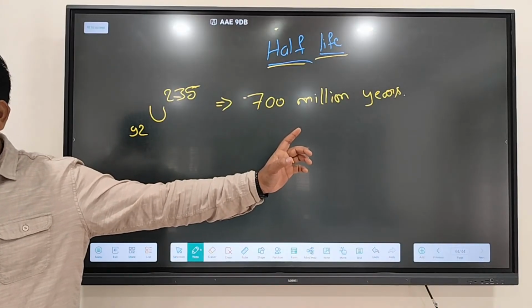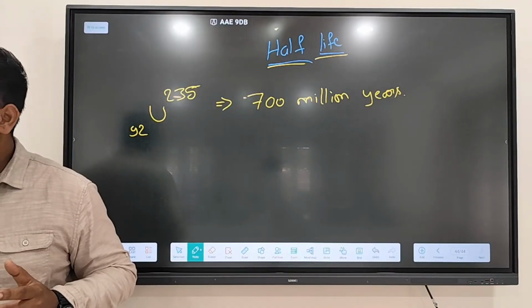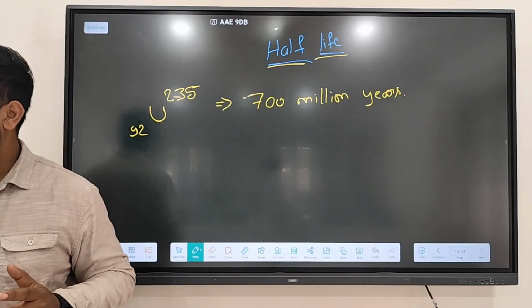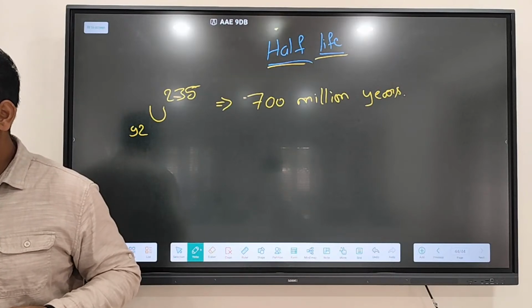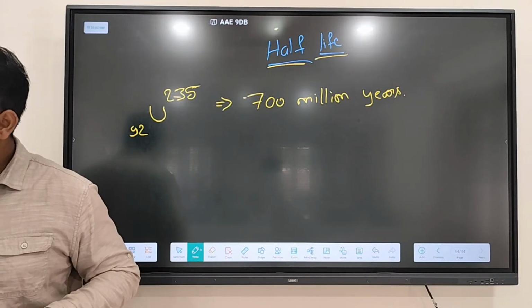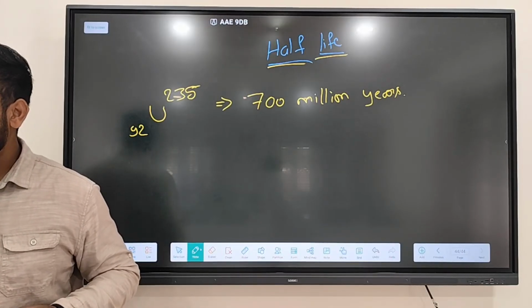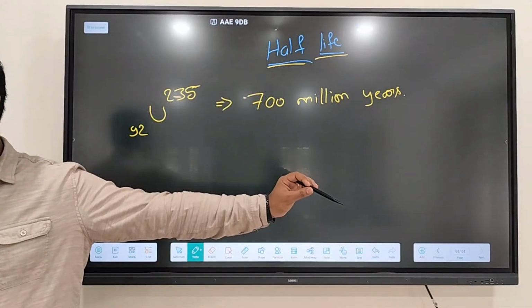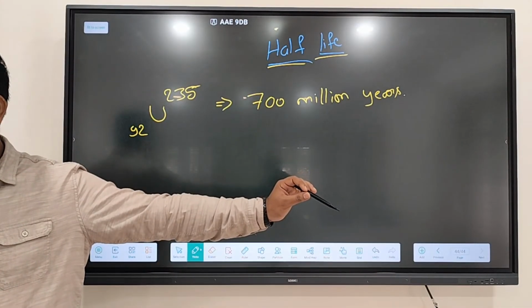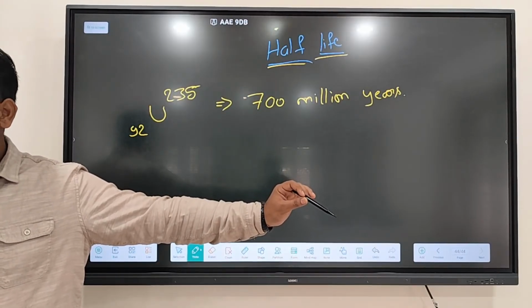The same uranium, for 100 grams to reduce to 50 grams, it will also take the same time, 700 million years. For 1 gram to reduce to 0.5 gram, how much time will it take? The same 700 million years. For 0.1 gram to reduce to 0.05 gram, it will also take 700 million years. This is the speciality. The time is standard, the same for any weight.